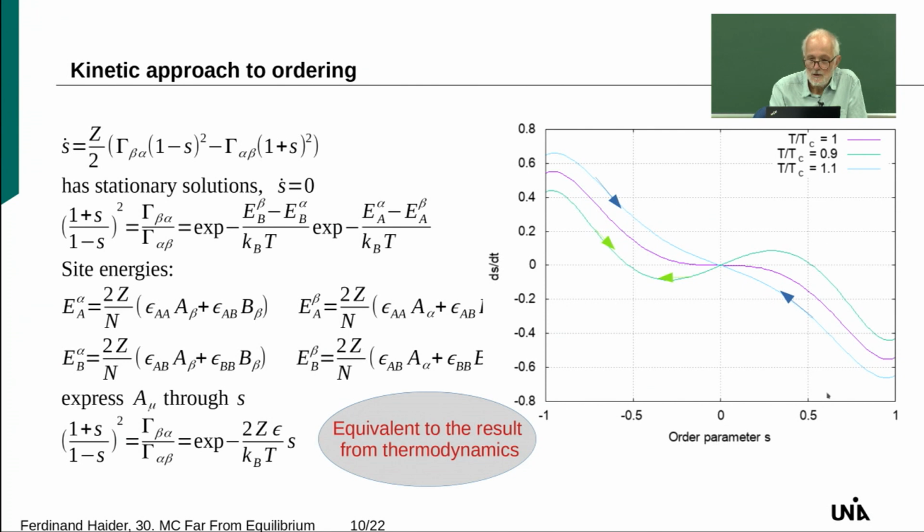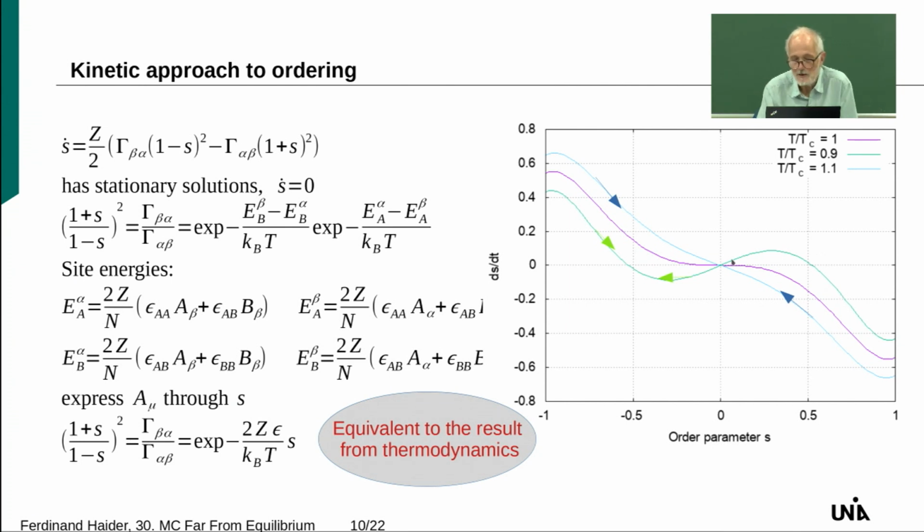So here you can look at this curve, this polynomial, for different temperatures. And you see that above the critical temperature, that's the blue curve, the evolution goes towards the order parameter 0. Precisely at the critical temperature, you see here is a kind of saddle point. So it will move in this direction.